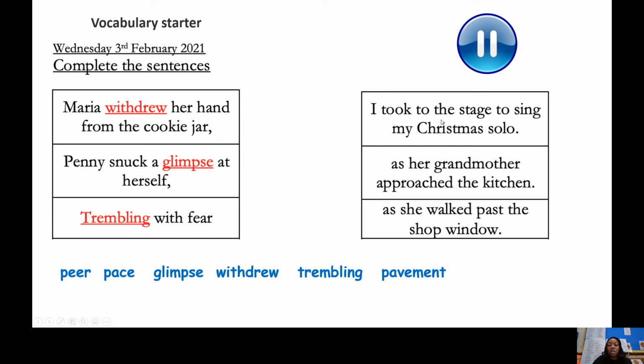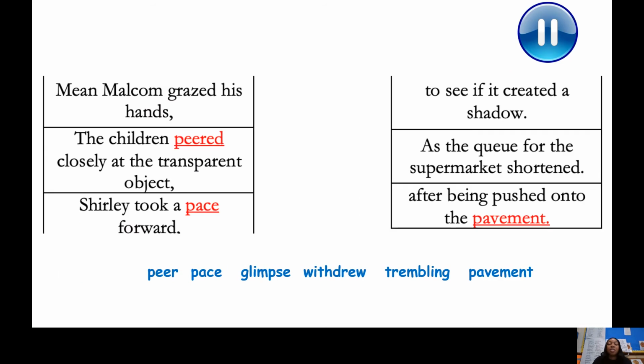You've got to match these sentences with these options. I took to the stage to sing my Christmas solo. As her grandmother approached the kitchen, as she walked past the shop window. What you need to do is match the sentences with the correct clause. Okay, so pause the video so that you can do that now. Fantastic, and let's go on to the next sentences.